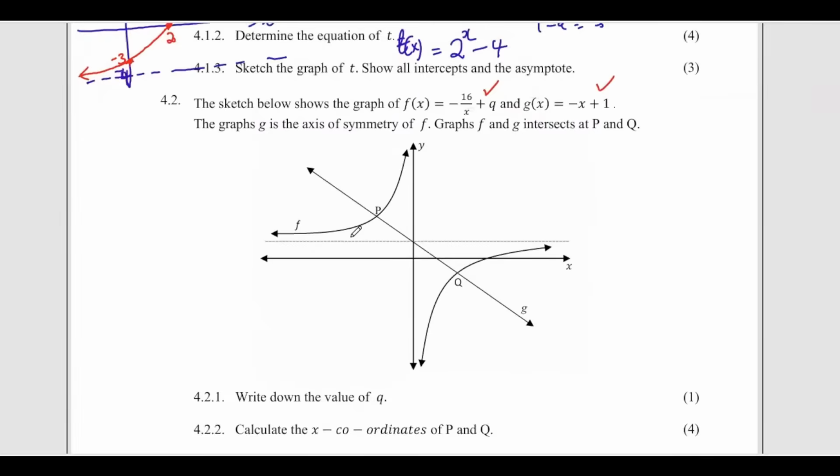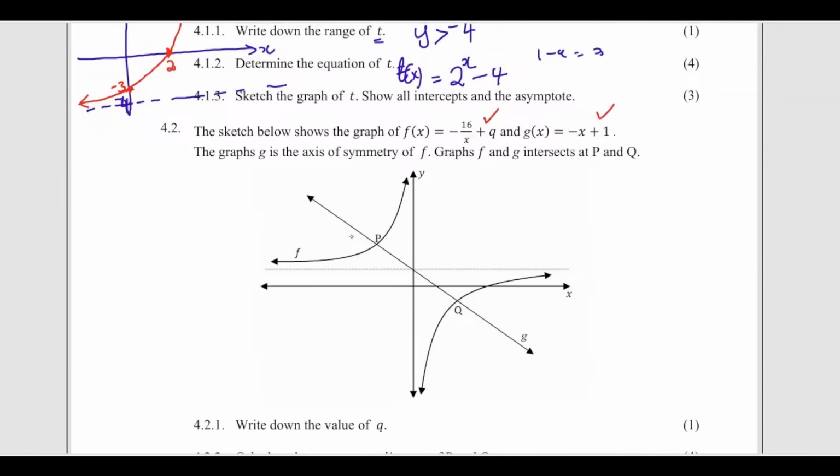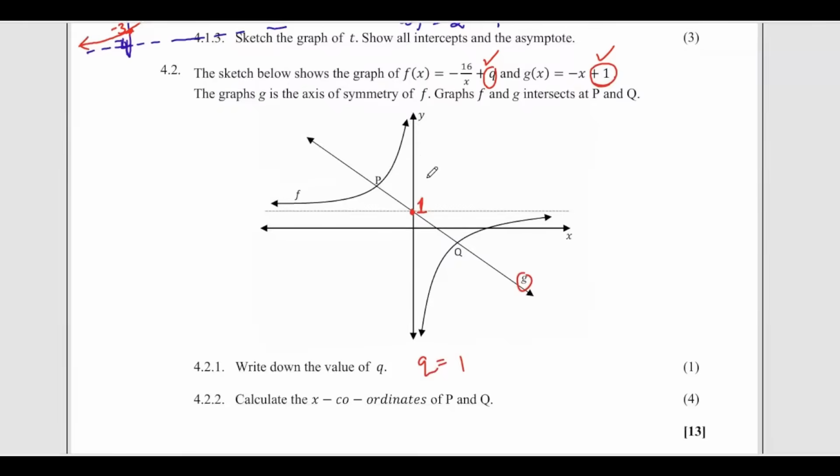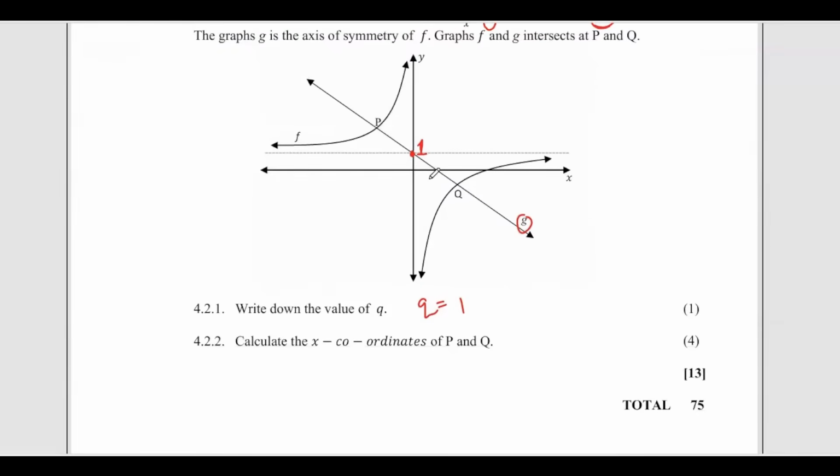Okay, they want us to get the value of q. So we know that this q represents the asymptote, and this asymptote is also the y-intercept of g, as we can see that this is the y-intercept. So q is going to be just 1, since this q is also the y-intercept. All right, then they want the x-coordinates of P and Q.